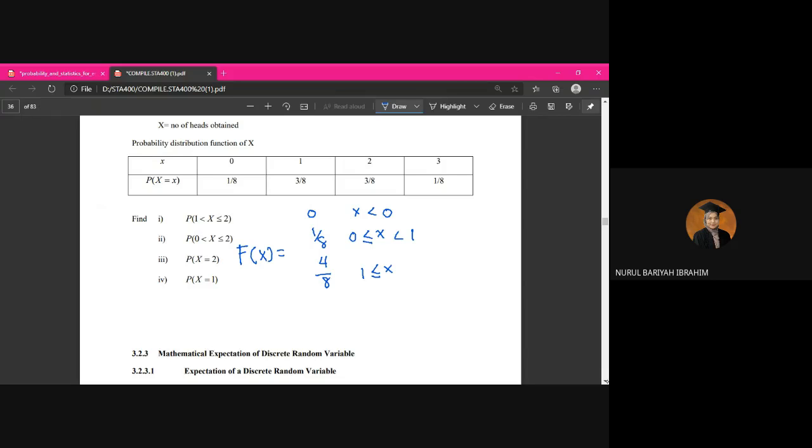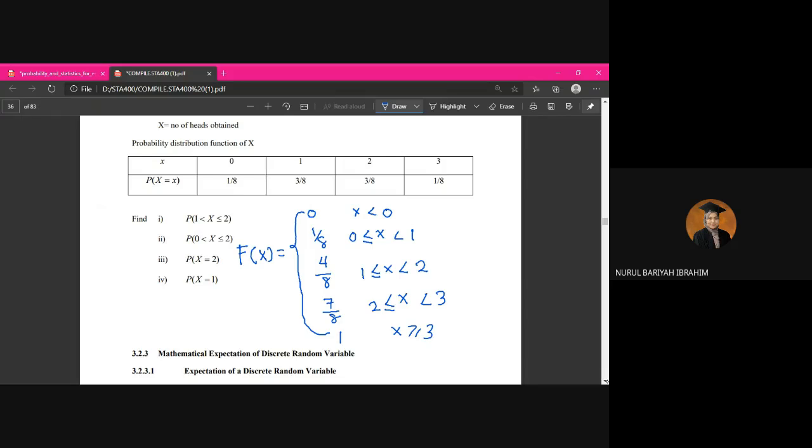More than or equal to 1 so maksudnya 0 and 1. Dan less than 2 tak termasuk 2. Next one is 7 over 8 untuk range more than or equal to 2 tapi tidak termasuk 3. And then 1 maksudnya kita boleh tambah semua when X more than or equal to 3. Okay, so this is the CDF that we have. Okay, so from the CDF, find this probability.